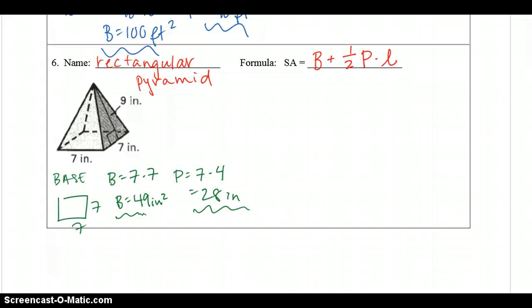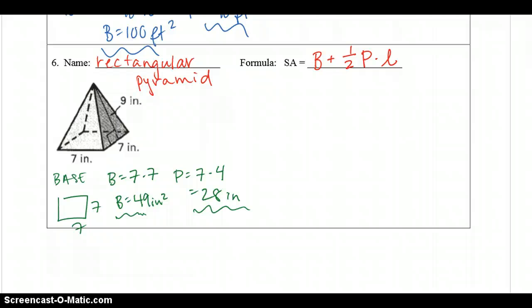Alright, so what is the name of our solid here? I agree that it's a pyramid. Is the base a triangle? A rectangular pyramid. So all pyramids, the side faces, the lateral faces, are triangles, but to name it, we want to look at the base. So we have a rectangular pyramid.